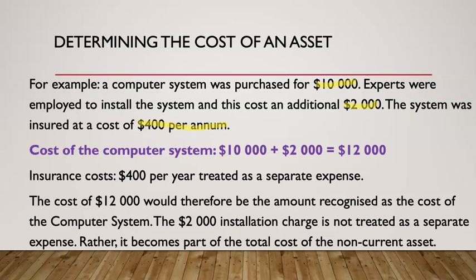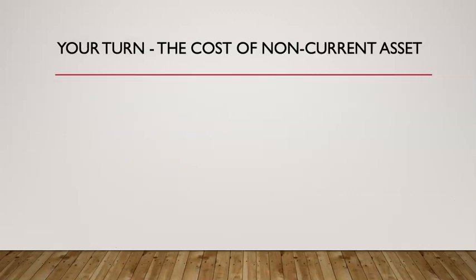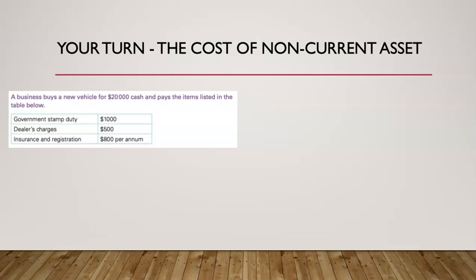We don't consider the $2,000 installation charge as a separate expense. It is just a cost of the asset. So now it's your turn. What is the historical cost of this asset?